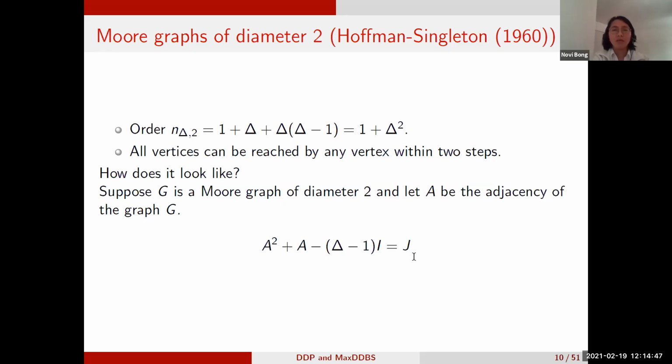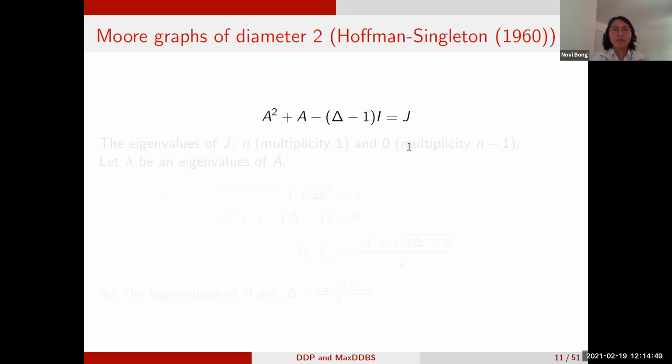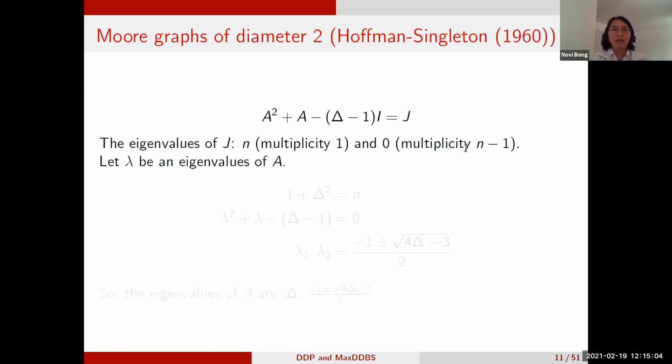Okay, so now we look at these equations. This is a work of Hoffman and Singleton in 1960. The eigenvalues of J are n with multiplicity 1 and 0 with multiplicity n minus 1. So let lambda be an eigenvalue of A. We have the following equation that it has to satisfy: 1 plus delta squared equals n. And then lambda squared plus lambda minus delta plus 1 has to be 0.